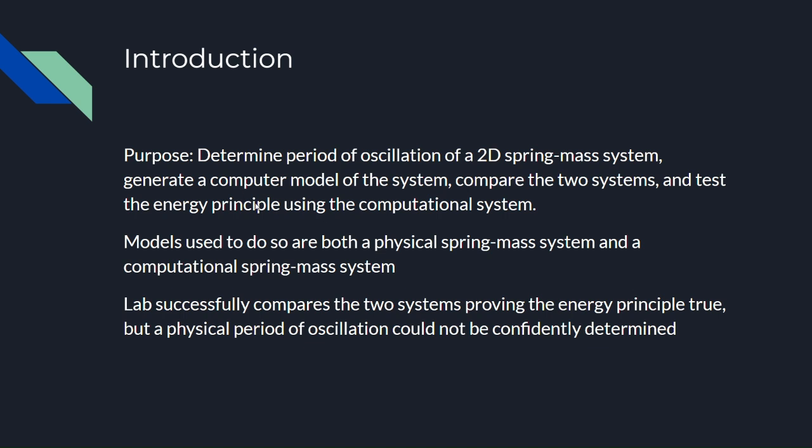The purpose of this lab is to determine the period of oscillation of a 2D spring mass system, generate a computer model of the system, compare the two systems, and test the energy principle using the computational system. The models used to do so are both physical with the spring mass system and computational with the same spring mass system. The lab successfully compares the two systems by proving the energy principle true, but a physical period of oscillation could not confidently be determined.